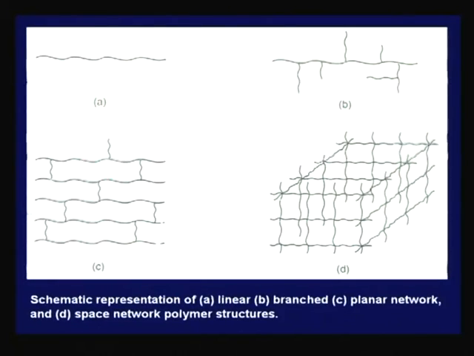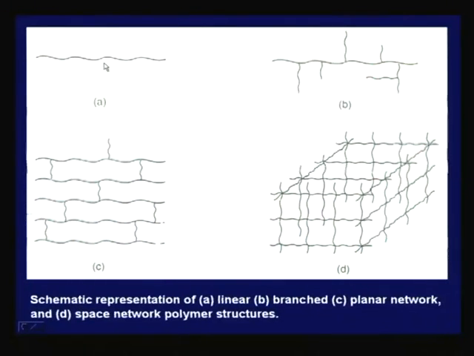This is a schematic representation: this is a linear polymer, this is a branched polymer. Branches can be of different types, long branch, short branch, like this, and C is a planar network structure, and this is a 3-dimensional network polymer, also known as space network polymer. Reinforced concrete is also a 3-dimensional network structure, although that is not a polymer, but the concept comes from there.